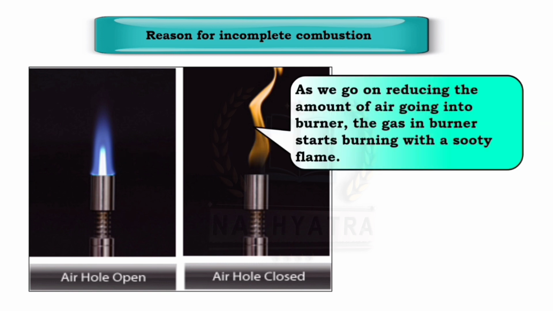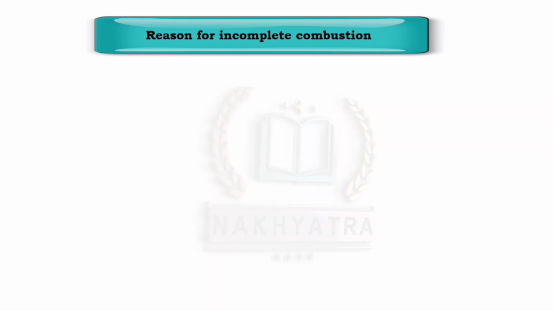Alright, now see for unsaturated hydrocarbon, as we go on reducing the amount of air going into the burner, the gas in the burner starts burning with a sooty flame. So if we reduce the amount of air going into the burner, the gas in the burner starts burning with a sooty flame and it has a yellow flame.